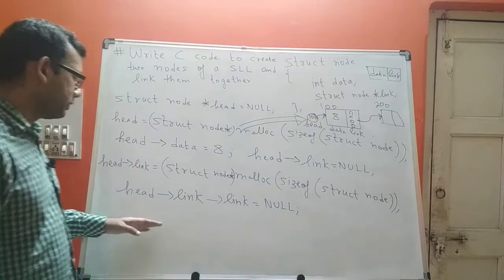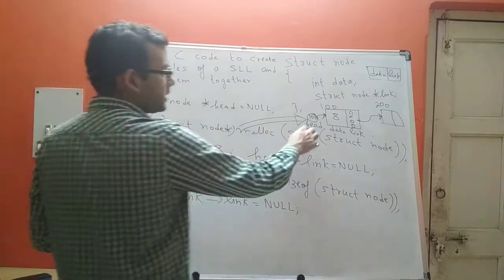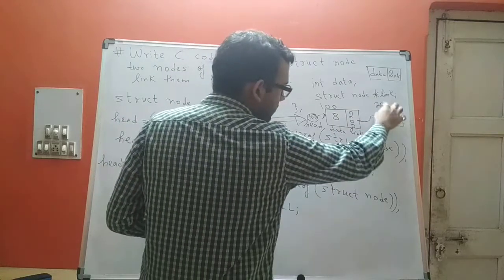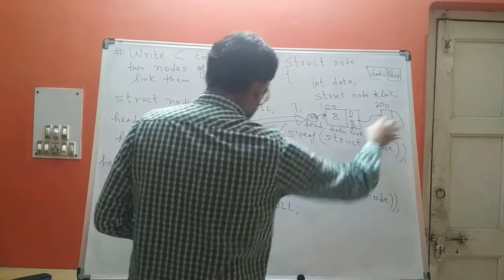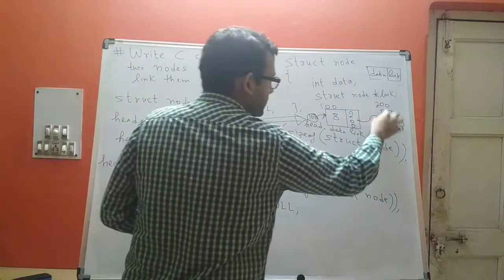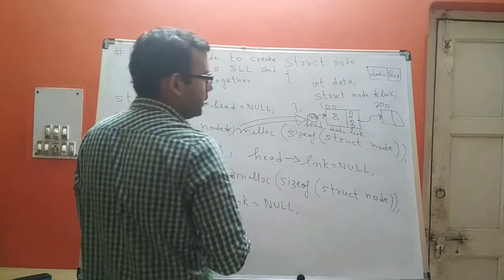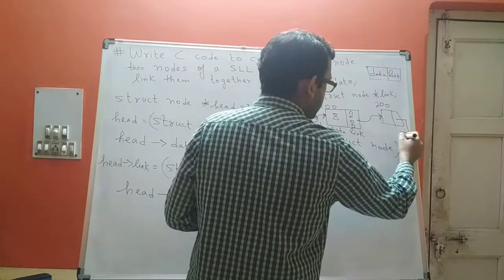I hope this is understood, right? Head arrow link means this part. Now this part resembles this node. Now I want this node's link part. So head arrow link will give me this node. Now this node's link part means another level of link. And I want to give it a value of null. So this part gets a value of null.